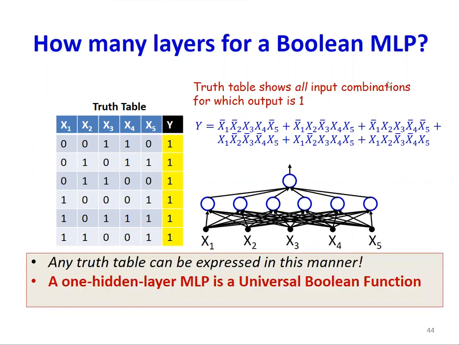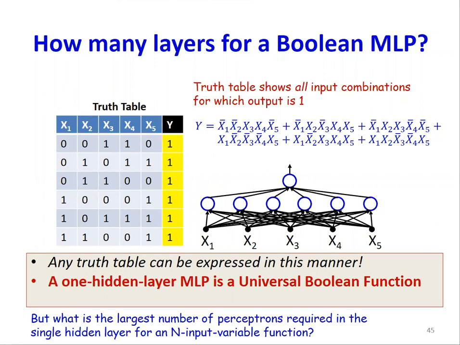In other words, because any truth table can be expressed in this manner, and any Boolean function is just a truth table, a one hidden layer MLP is in fact a universal Boolean function. But then, if I want to construct a Boolean function using just one hidden layer, what is the largest number of perceptrons required in that one hidden layer for an n input variable function?